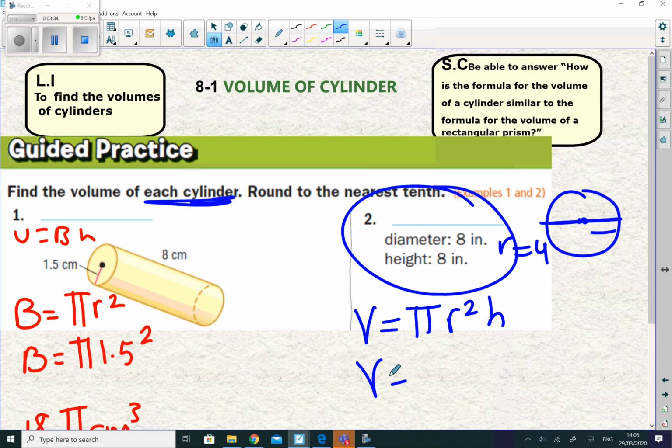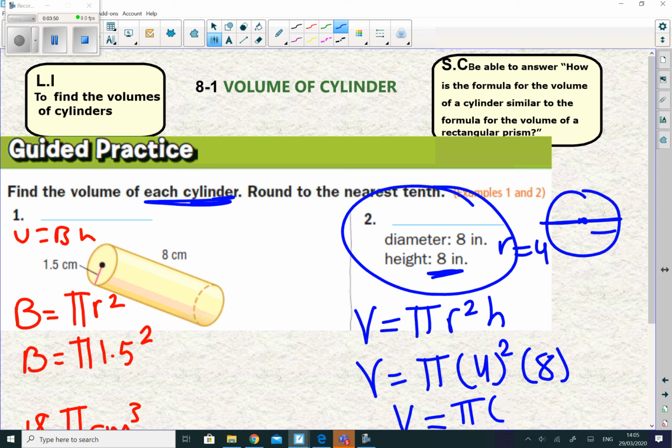Do I know the r? Yes, I know the radius, which is 4. So it's 4 squared, and the height is 8, times 8. So the volume is equal to pi times 16 times 8. Then you need to multiply 16 times 8, which is equal to 128 pi. So that's the volume of the cylinder.